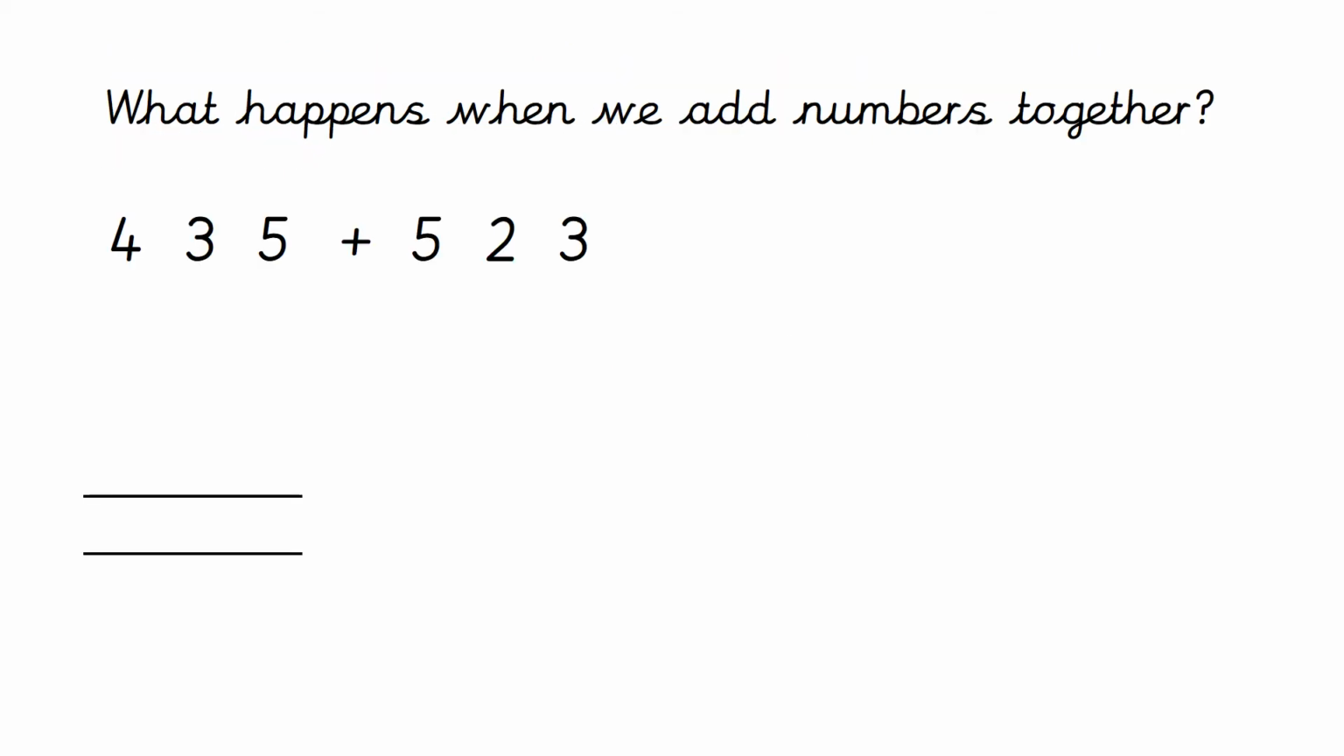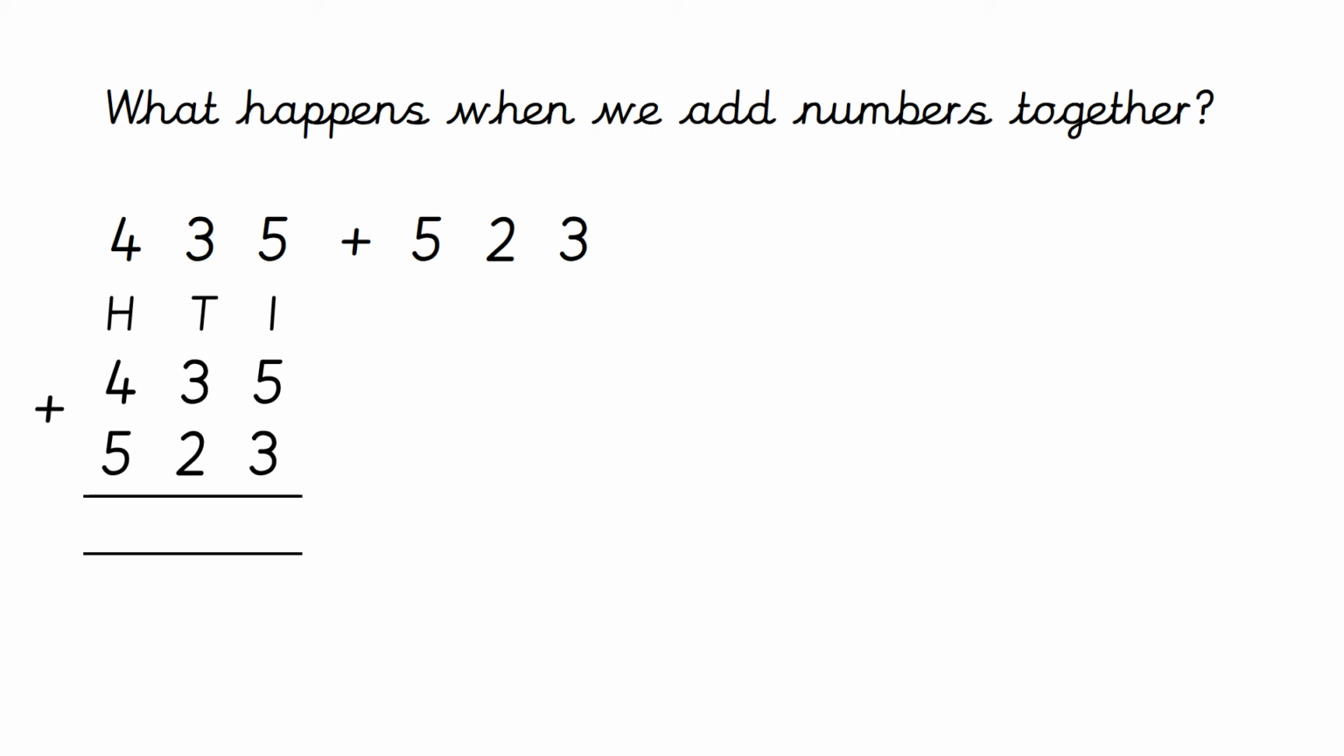So what happens then when we add two numbers together? So if I've got 435 plus 523, I want to put that now into my column. So I'm going to write my hundreds and tens and ones above my column because then it's going to help me to work out which number goes where. So then I'm going to put 435 in. Let's just check I've got that right. So I've got 4 hundreds, 3 tens and 5 ones. And then I'm going to put 523 underneath. Again, I've got 5 hundreds, 2 tens and 3 ones. Therefore, that is lined up correctly.